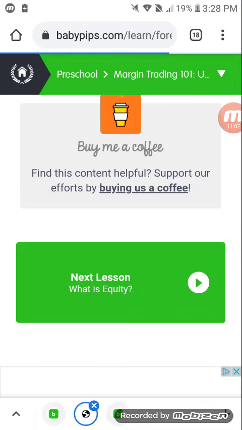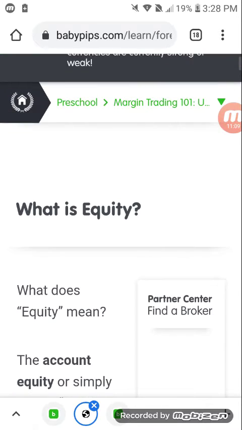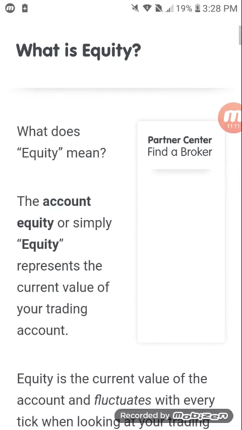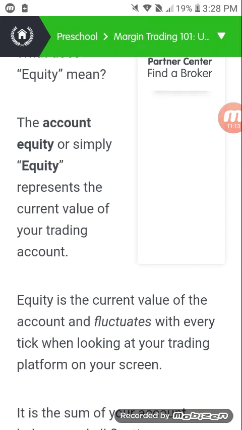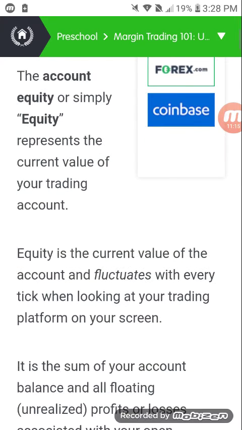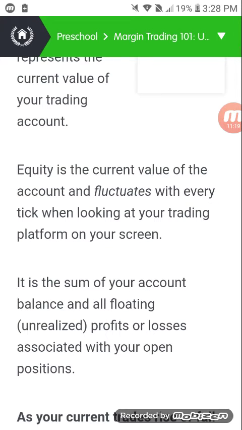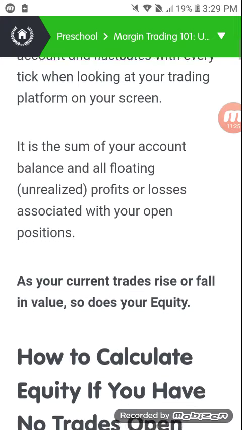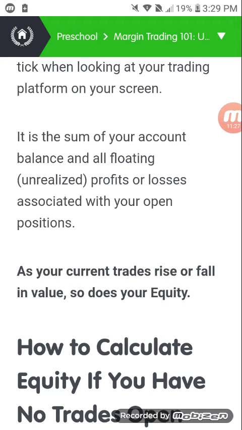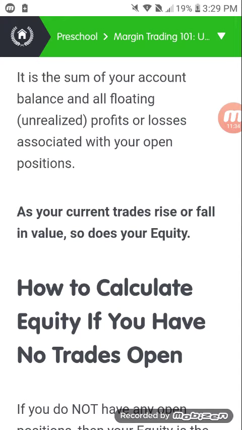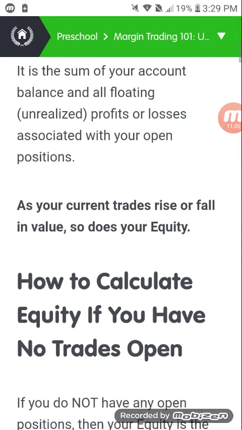Okay, so this is very important. It all has to do with margin trading. So what is equity? What does equity mean? The account equity, or simply equity, represents the current value of a trading account. Equity fluctuates with every tick when looking at a trading platform on your screen. It is the sum of the account balance and all floating unrealized profits and losses associated with your open positions. As your current trade rises or falls in value, so does your equity.